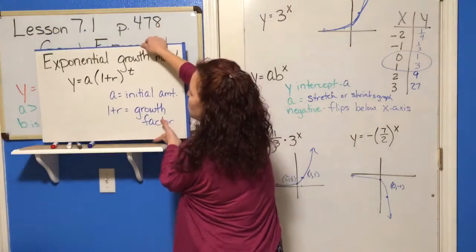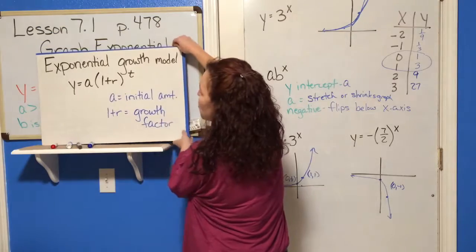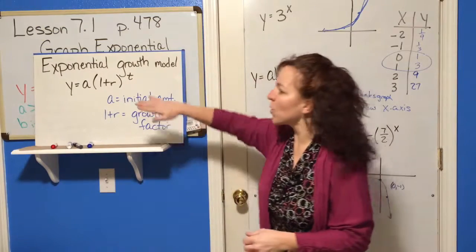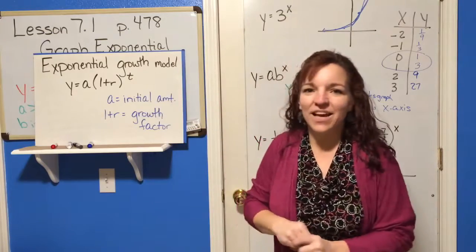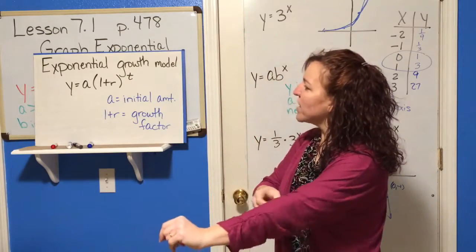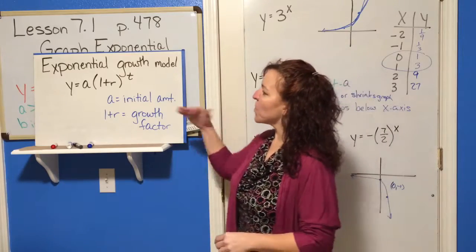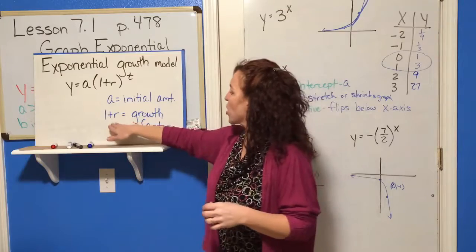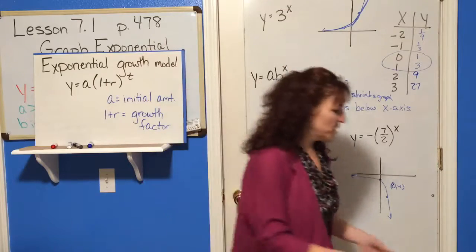So we're going to use the exponential growth model. This is another one of those you're going to need to write down. You're going to need this equation: y equals a times the quantity 1 plus r to the t power, where a is the initial amount and 1 plus r is going to be the growth factor. Let me show you what I mean.